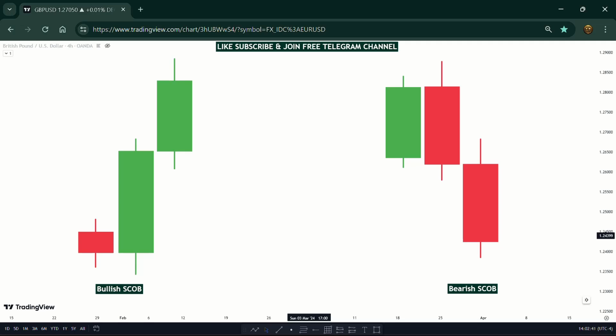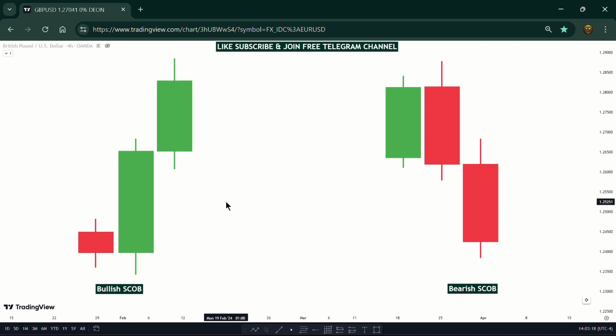Alright, so in this video, I want to show you how easily you can identify a single candle order block. When I say single candle order block, I'm just talking about a candle that has a high probability of price reacting to it. If you are looking for trade reversals, those areas where you are trying to look for entries, a single candle order block is one of the ways that you can look for those trading opportunities.